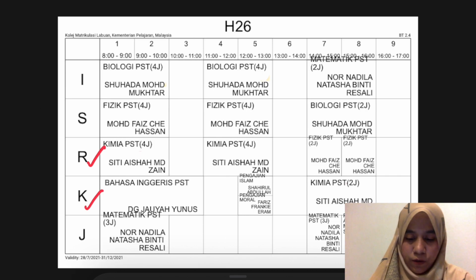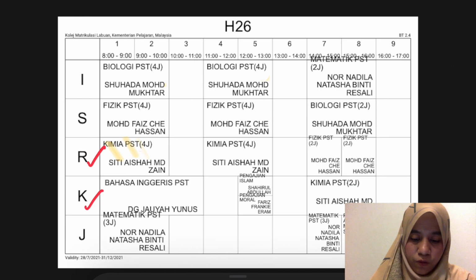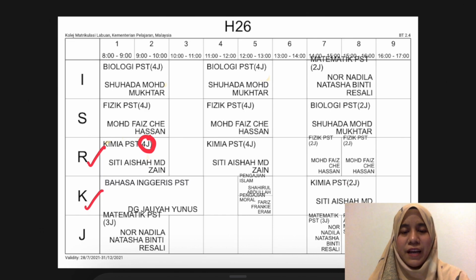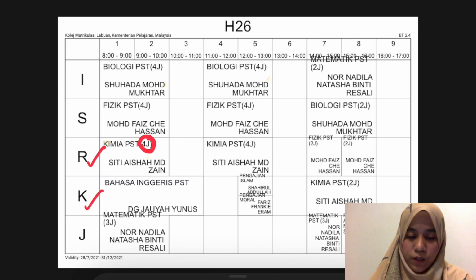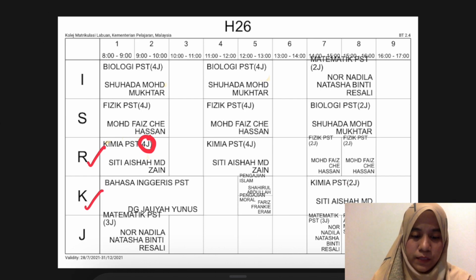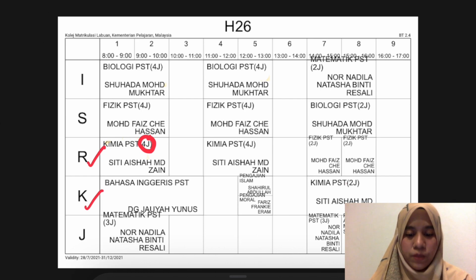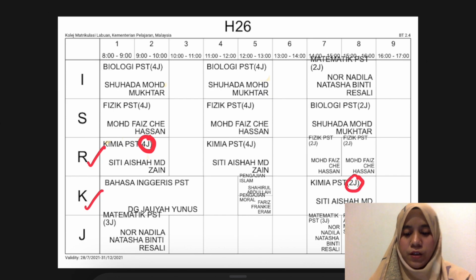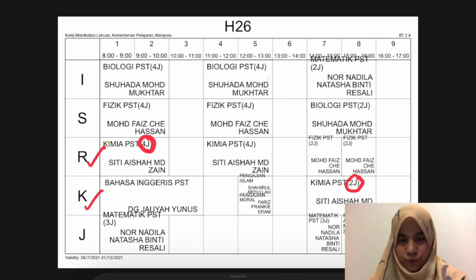So here we see it says Kimia PST 4G. So 4G stands for 4 jam, 4 hours together. So that's why we have from 8 till 10 and then from 11 to 1, so that's 4 hours together. But on Thursday itself, we have from 2 until 4, so in the brackets it says 2J. Okay, so Kimia PST. PST stands for program 1 tahun.